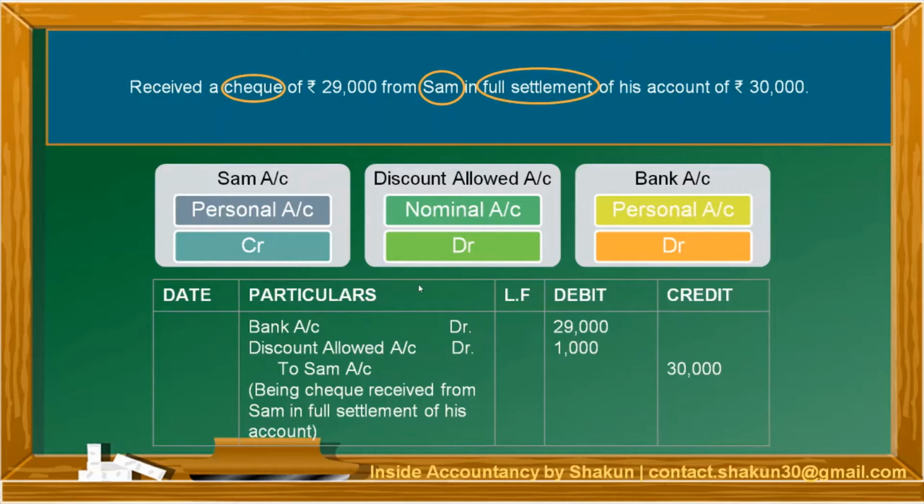Thus our entry will be, since we are receiving a check, bank account will be debited with 29,000. Since discount allowed is a loss for us, therefore 1,000 is debited. And to Sam, the total amount which was due from him. Again, this is a compound journal entry where there are two debits and one credit. And if you notice, bank and discount are together.